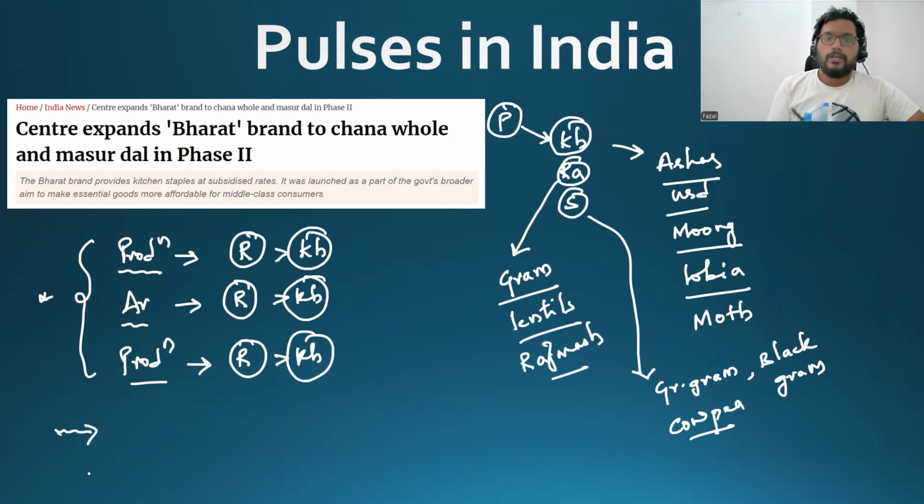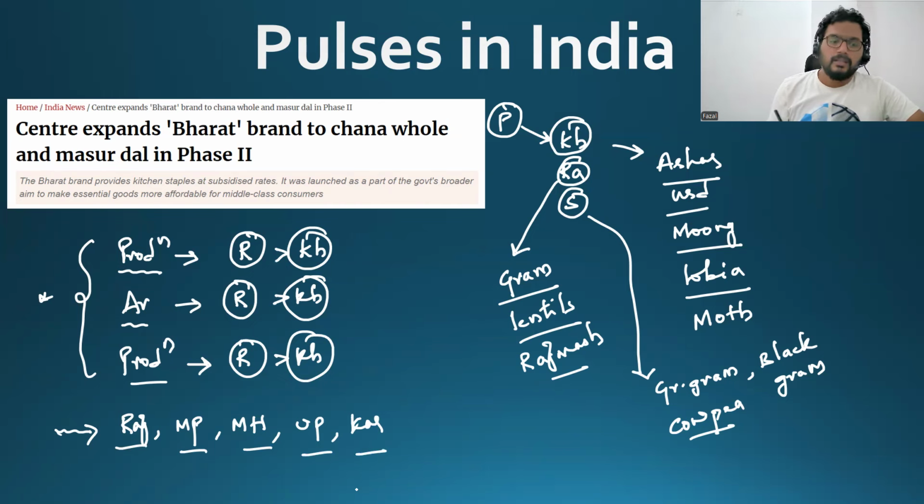Next, most important across the pulses are the states which are involved in all these three seasons at a greater scale of production. First important is Rajasthan. Second one is Madhya Pradesh. Third is Maharashtra, Uttar Pradesh, and Karnataka from the southern side. So 5: Rajasthan, Madhya Pradesh, Maharashtra, Uttar Pradesh, and Karnataka. All these are the top 5 pulses producing states in our country.